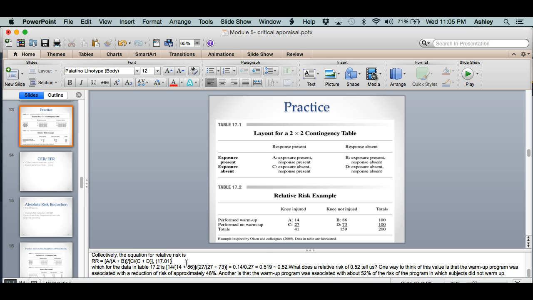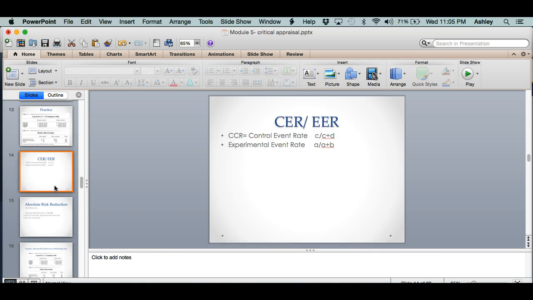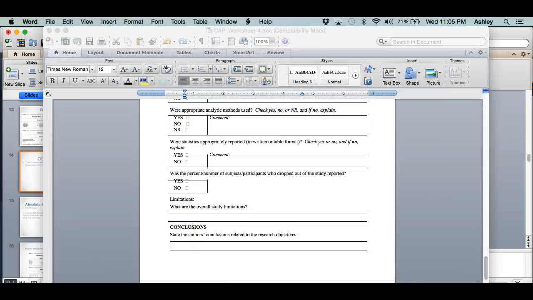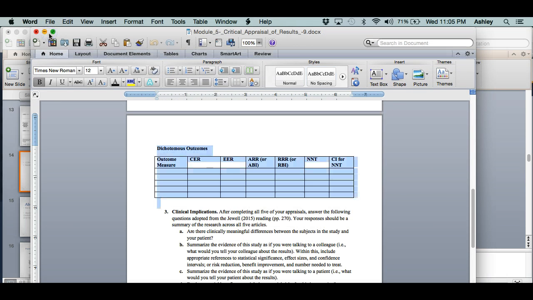And only because I don't want to take too much time in the lecture going over these numbers, because it might be easier for you, especially since you have the information down here, which I definitely encourage you to utilize to try these numbers out. Now, CER and EER. So on that worksheet, you have CER, EER.